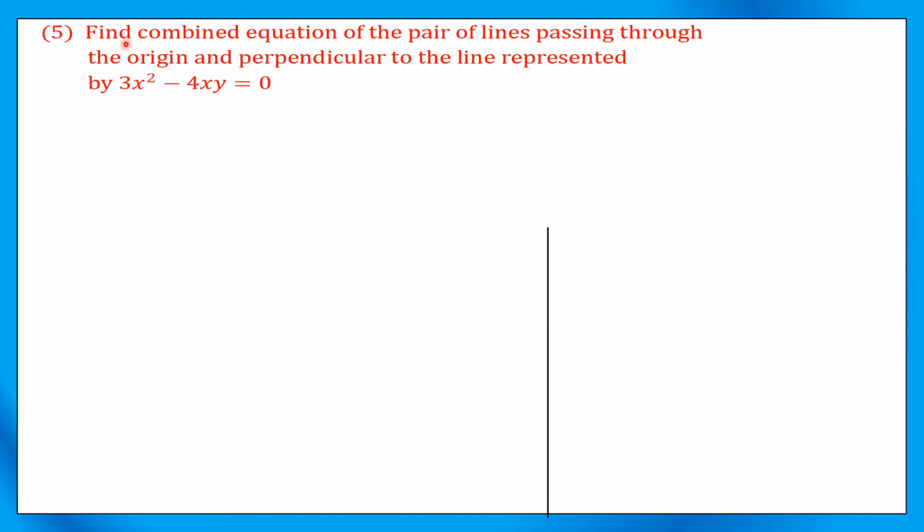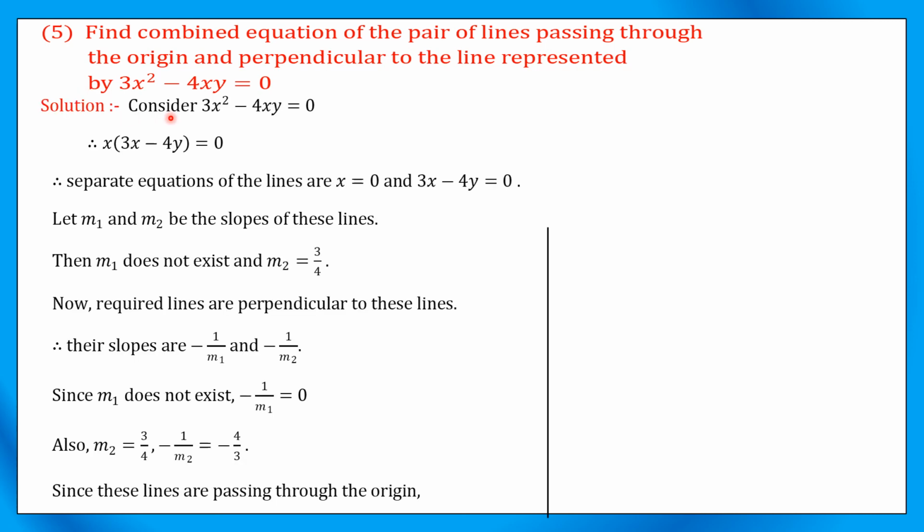Example 5. Find the combined equation of the pair of lines passing through the origin and perpendicular to the lines represented by 3x square minus 4xy equal to 0. All 5 examples are of the same type. Here we solve this example by the direct method. Solution. Consider 3x square minus 4xy equal to 0. Take x common, then x into 3x minus 4y equal to 0.